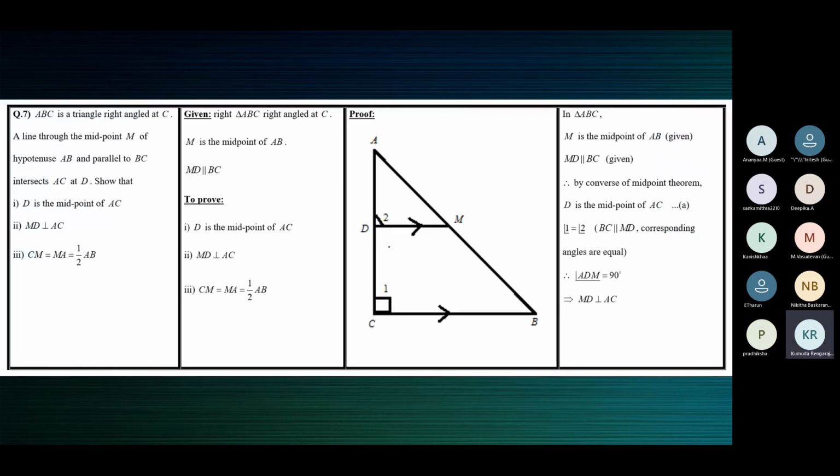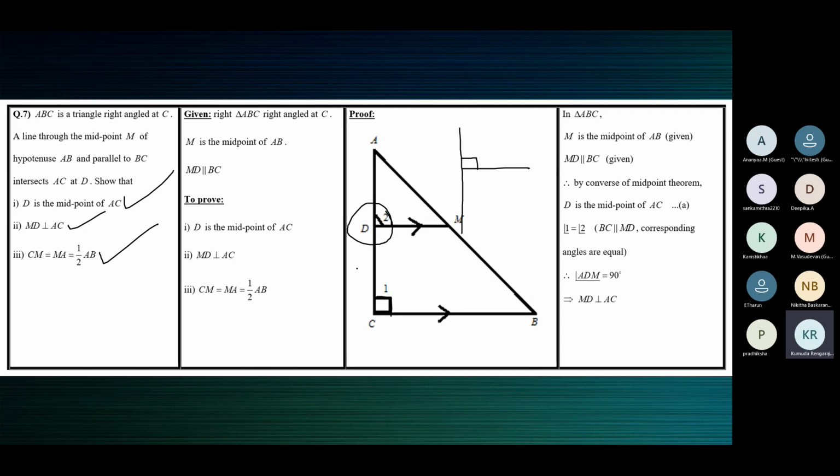So first, by the converse of the midpoint theorem, you will get that D is the midpoint of AC. The first one: D is the midpoint of AC by the converse of the midpoint theorem. MD is perpendicular to AC by corresponding angles equal. Angle 1 is equal to angle 2; corresponding angles are equal. This is MD, and this is AC. You must show that they are perpendicular to each other, that is, you must prove that this angle is 90 degrees. Corresponding angles are equal, so 90 degrees. So the second result: MD is perpendicular to AC.